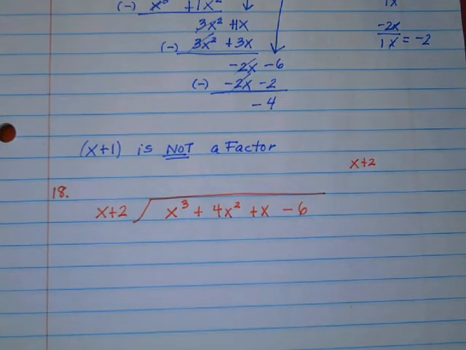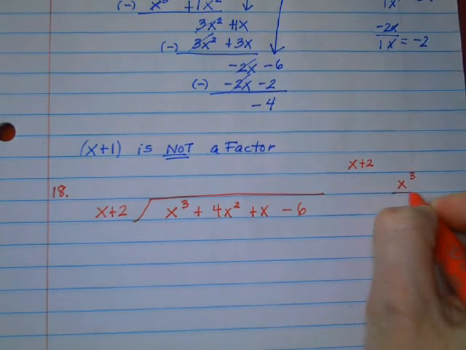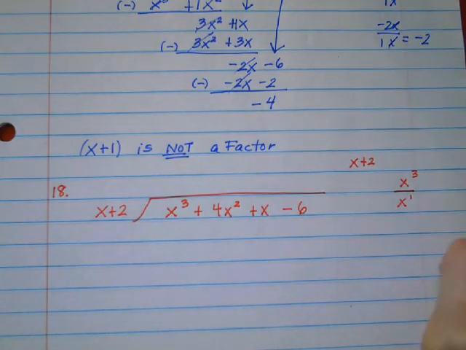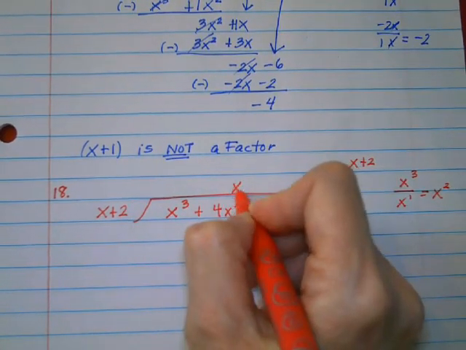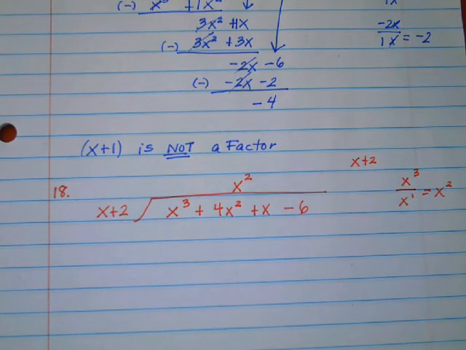So what's our first step, Mackenzie? Correct. We take the first term and divide it by the first term. So what is x cubed divided by x to the first, Mackenzie? That's right. It's x to the second. So we're going to put that x to the second right here on top of our x to the second. Great job.